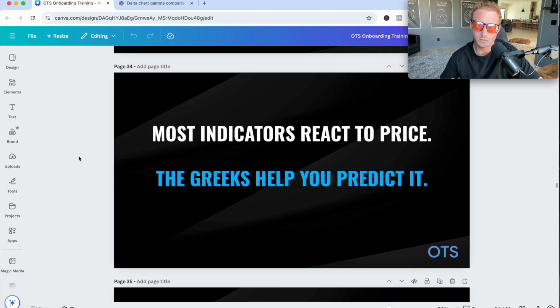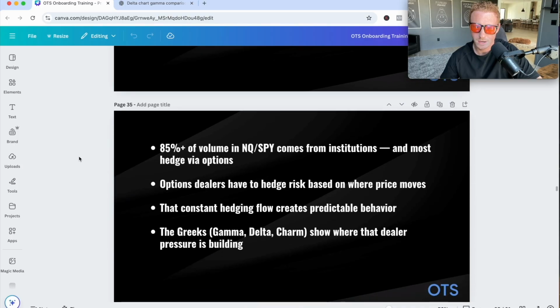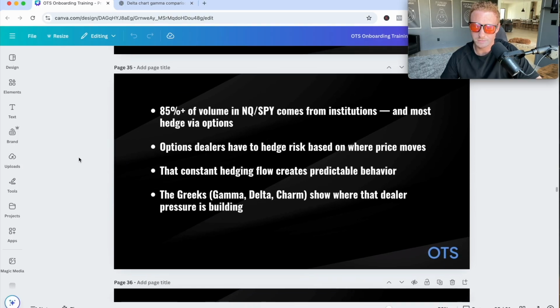By looking at the order flow of options, looking at where the demand and supply is in the options market, and what the market makers or dealers are going to do based off of that data in the Greeks. So we have to position ourselves as what would the market maker do? Where are they going to be buying or selling and hedging their positions so they can stay neutral in the market? First things first, why this matters is 85% of volume in NQ and SPY comes from institutions.